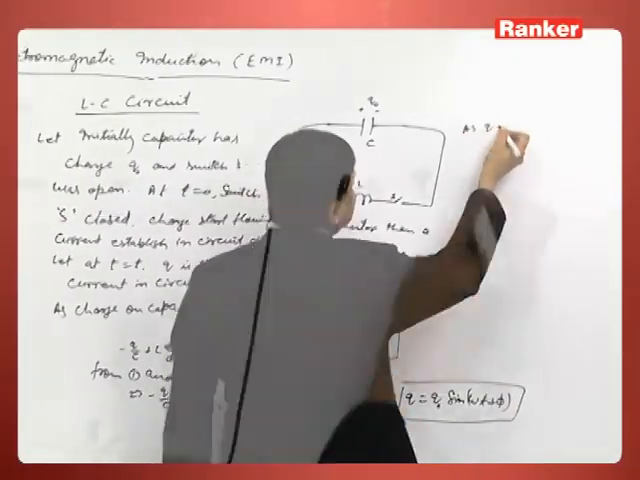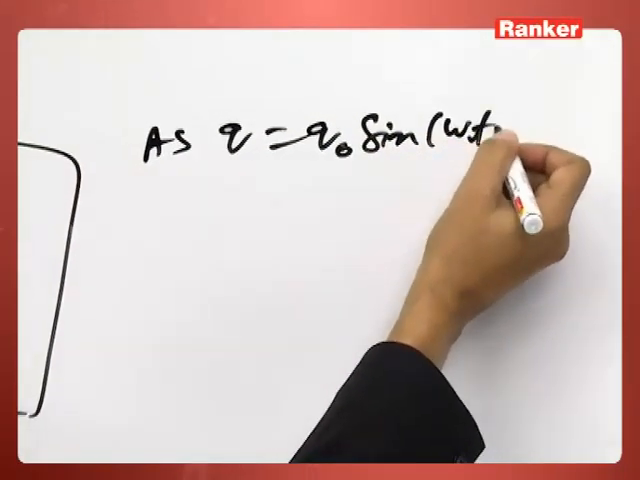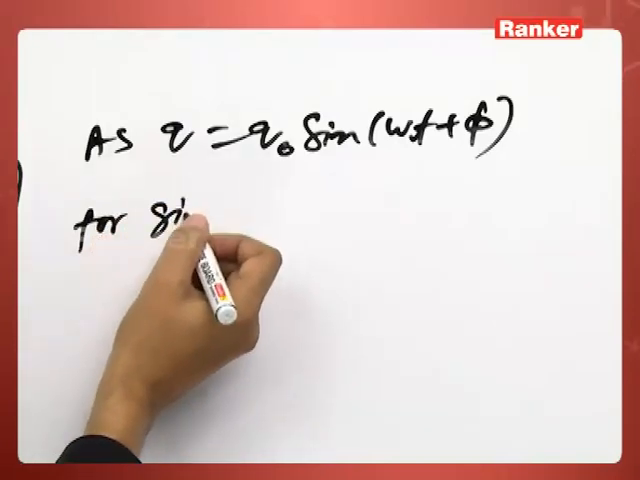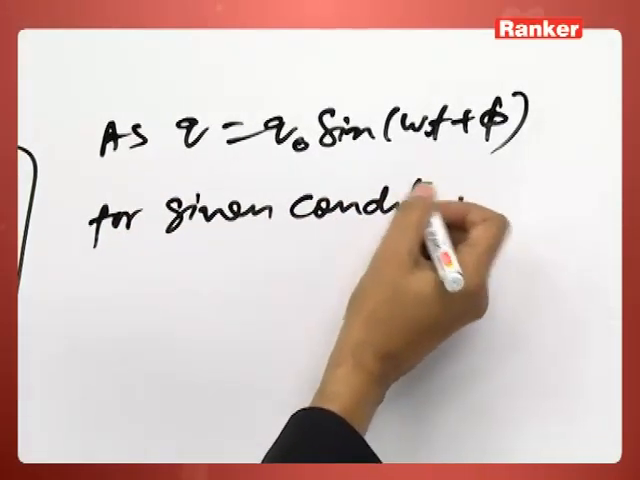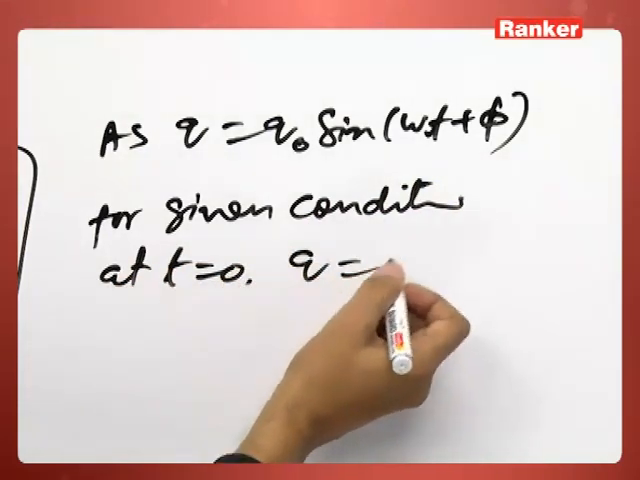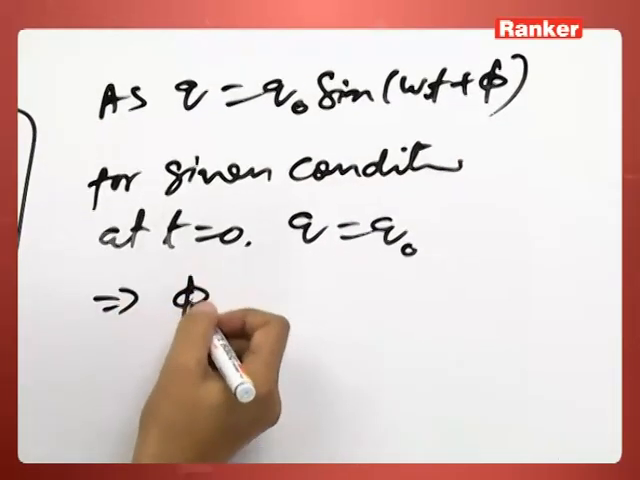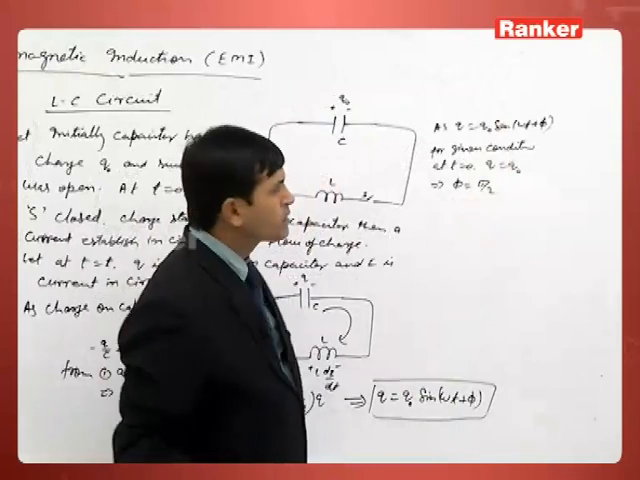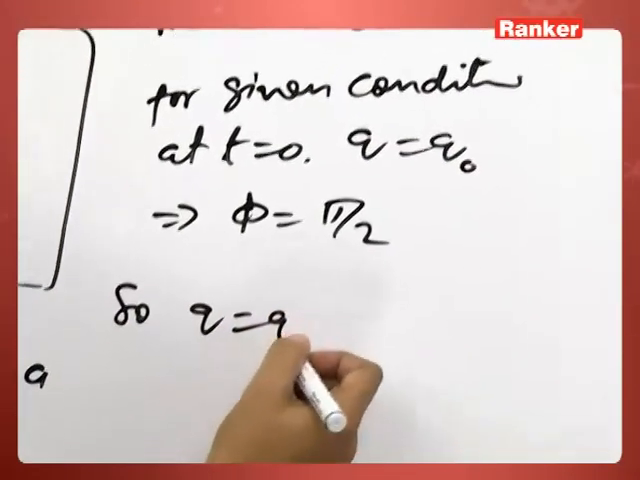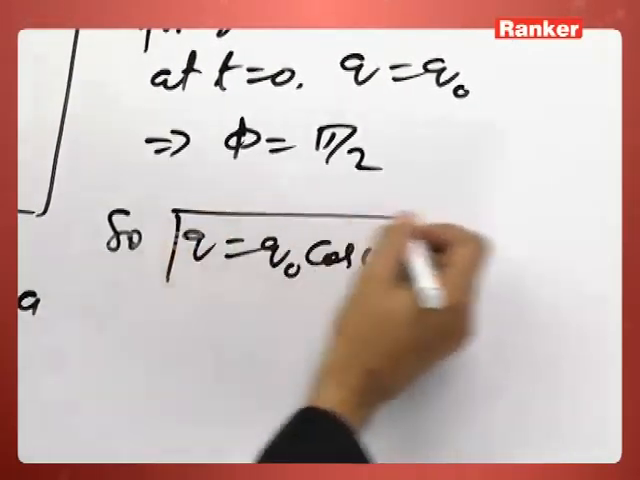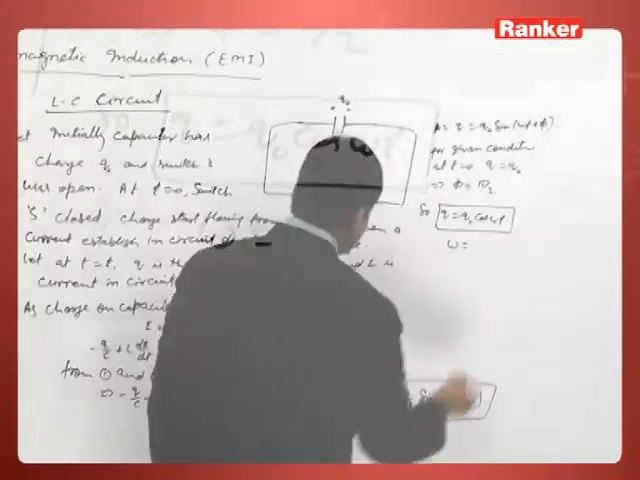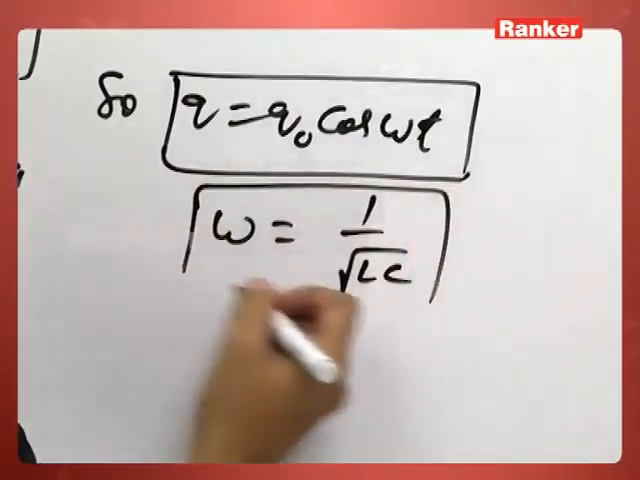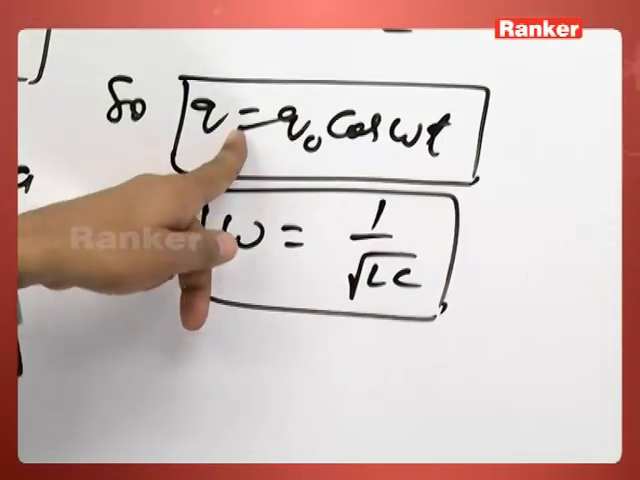The solution for the given condition: at t equal to 0, q is equal to Q naught, so sine phi will be 1, and phi is pi by 2. So q is equal to Q naught cos omega t, and omega is equal to 1 by root over LC. From this we can say the charge on the capacitor changes according to a cos function.